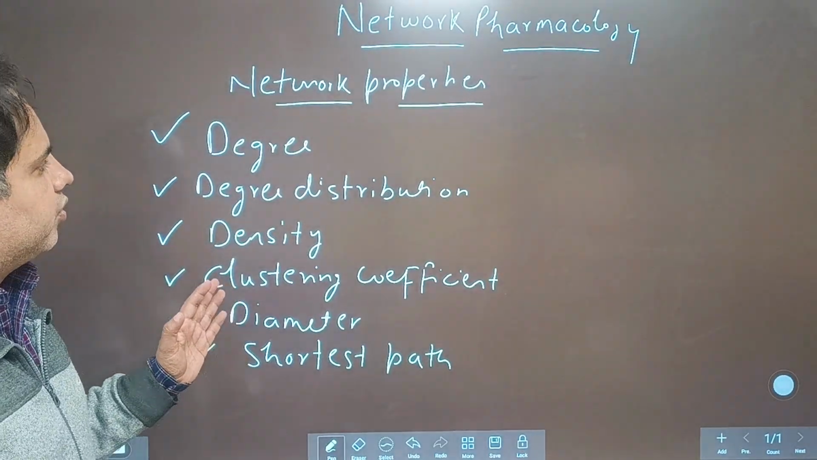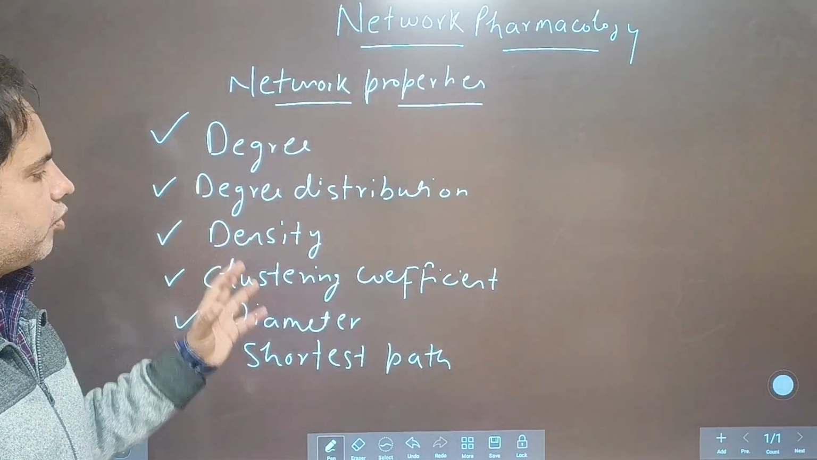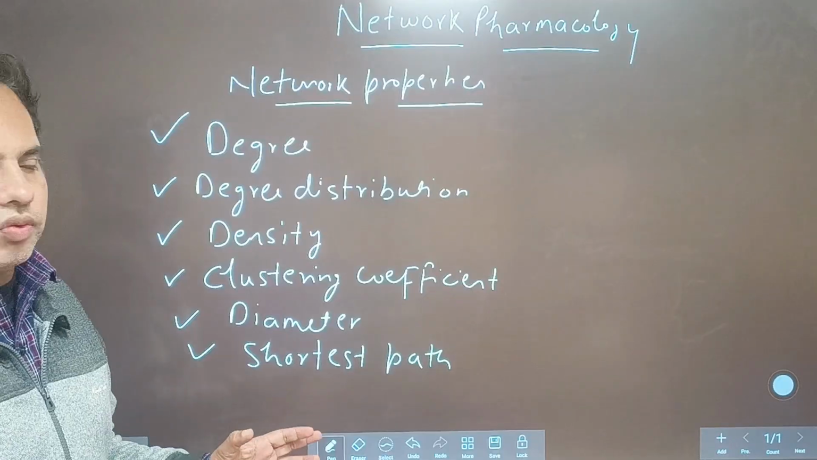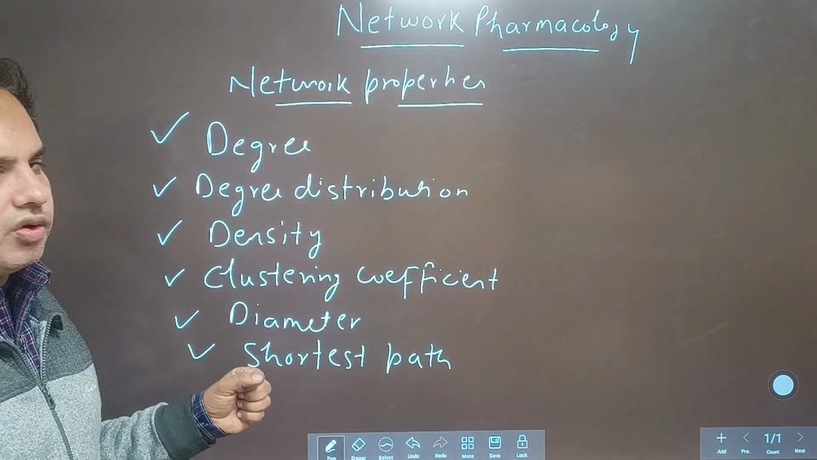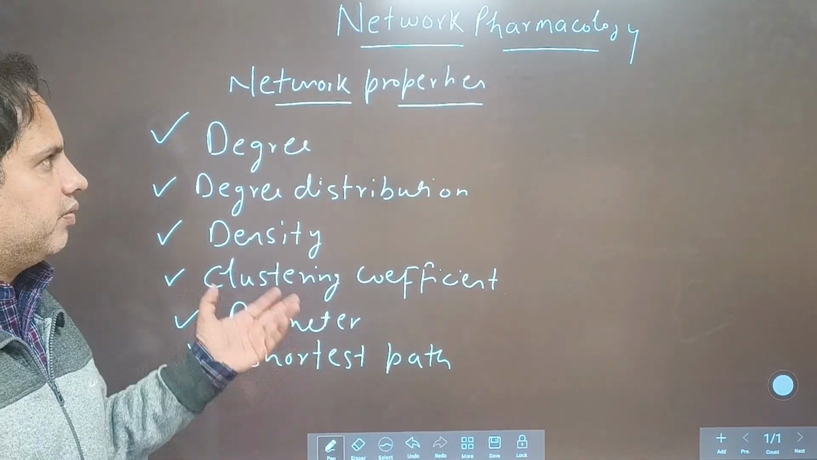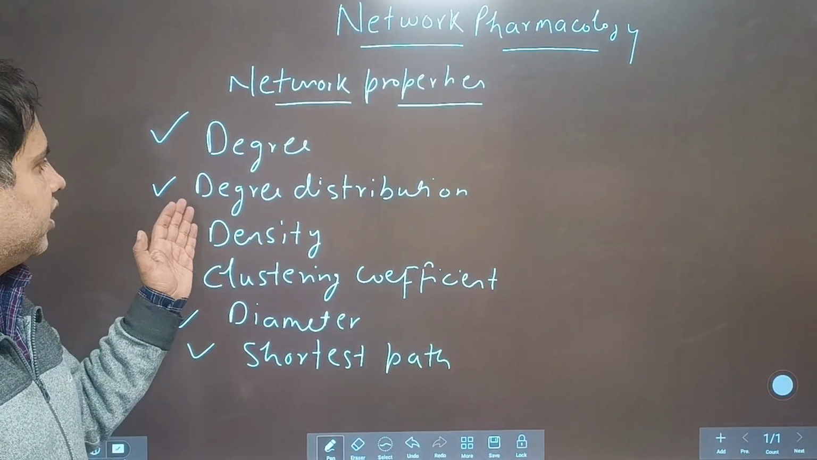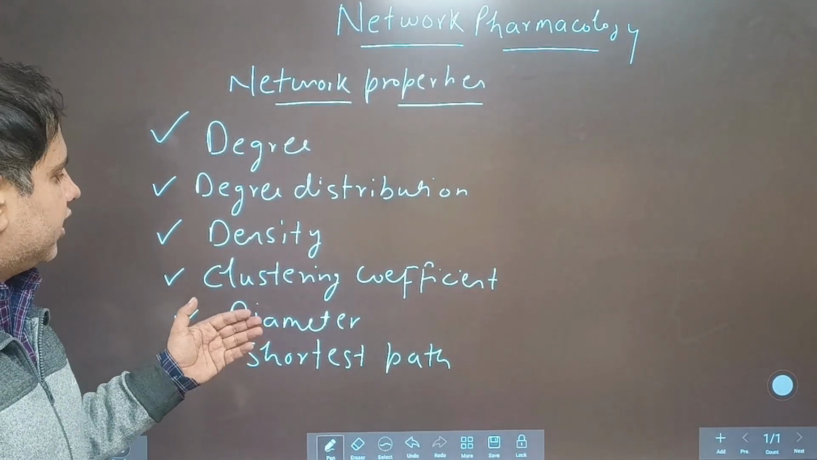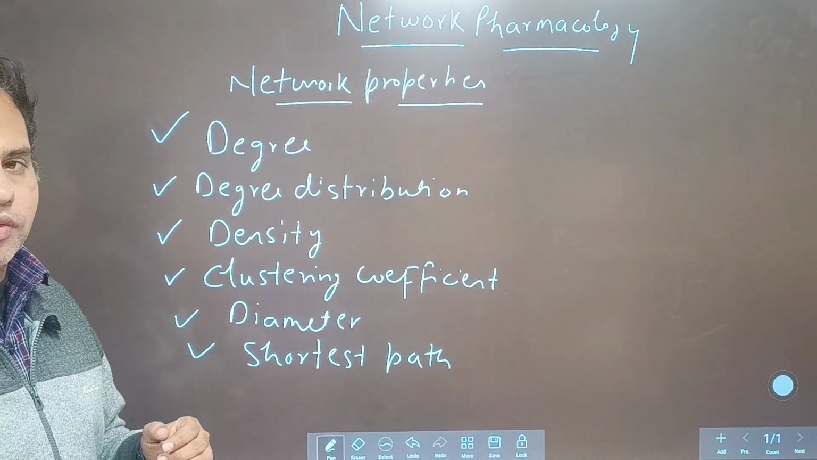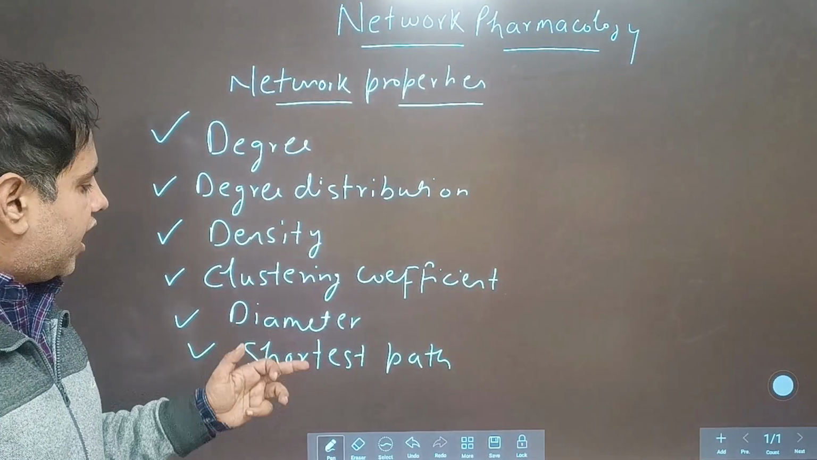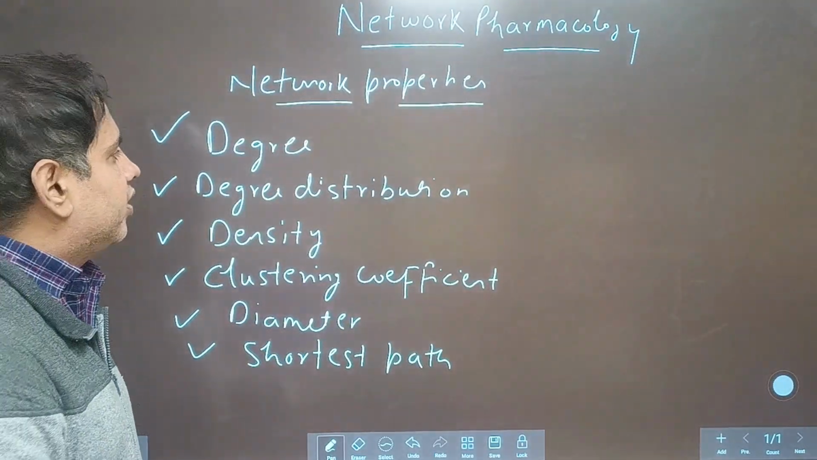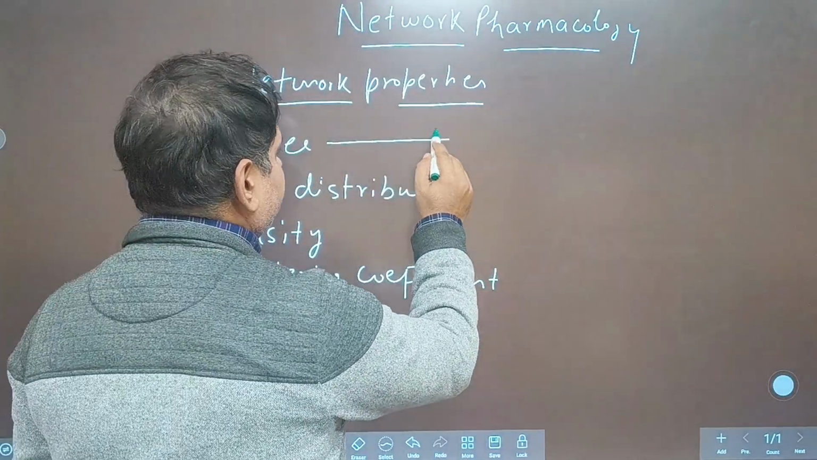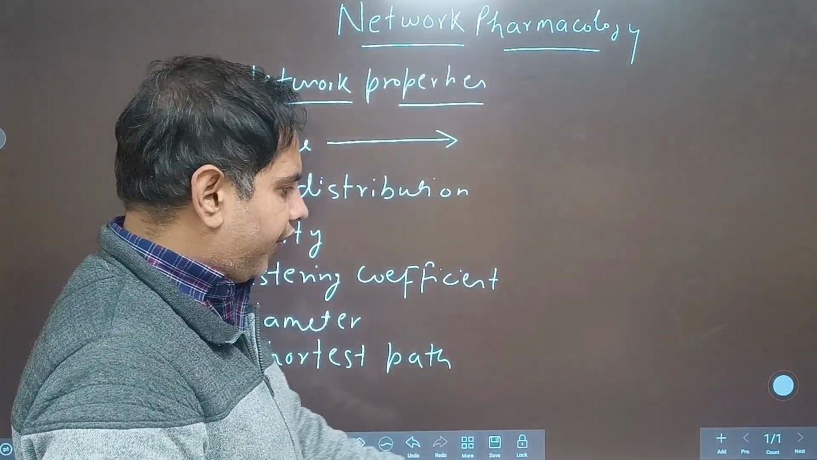But today we are going to discuss the different properties of networks and how we can calculate them. One is degree. You all might have heard about degree when we talk about network pharmacology. Then how degree is distributed, what the density is, how to calculate the density of the network, what clustering coefficients are, how we can calculate them, and diameter and shortest path. So one by one we are going to discuss. First one is degree, right?